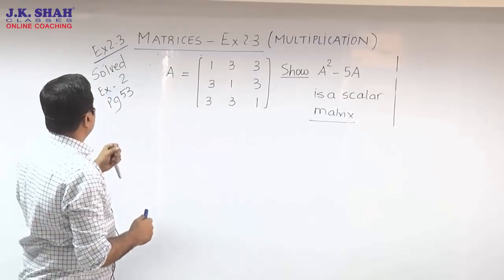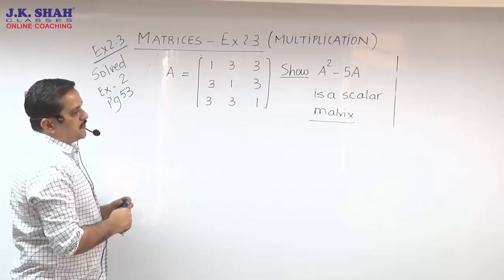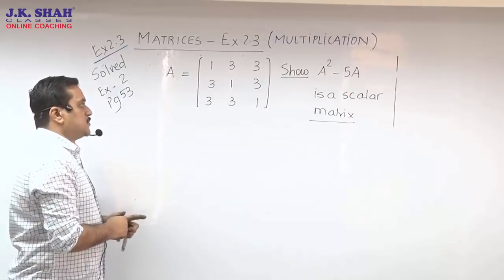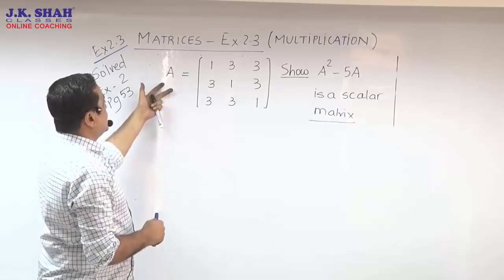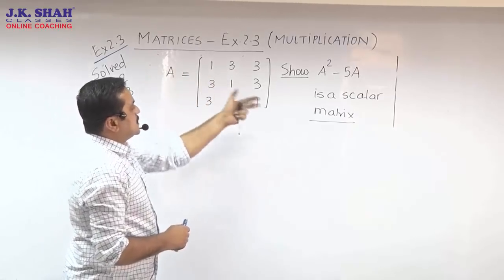Okay, this question I have picked up from the solved example. It's solved example 2, which you will find in page 53 of your new state board textbook. Now they have given me matrix A and they are asking me to work out a square minus 5a, and the answer has to be a scalar matrix.